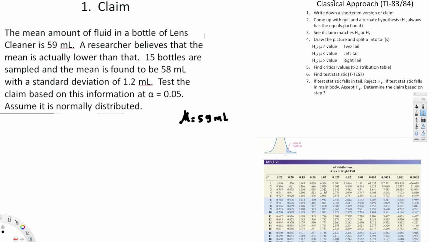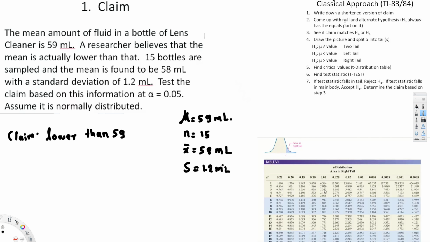After that, a researcher believes that the mean is actually lower than that. So the claim here is that mu is lower than 59. Then we have 15 bottles sampled, so n is equal to 15. The mean is found to be 58 milliliter, so we have x bar equal to 58 milliliter, and the standard deviation of 1.2 milliliter, so s is 1.2 milliliter. They have also given the alpha value, that is 0.05.